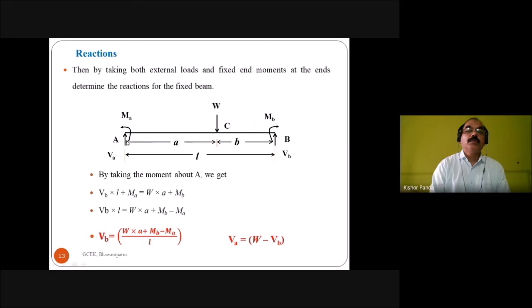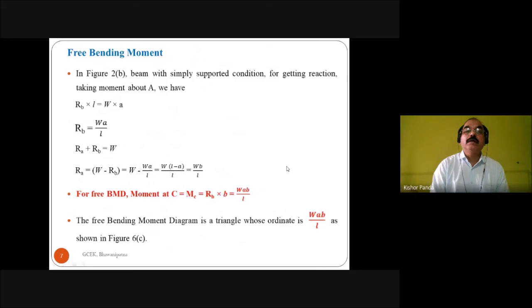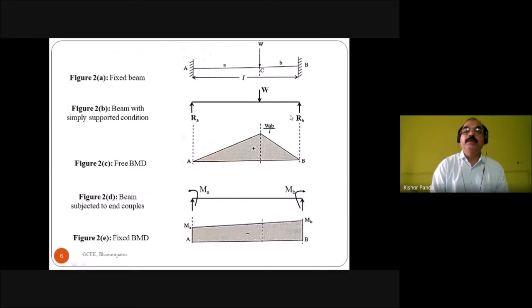Then you have to take the load present on the fixed beam. Then you have the moments at the ends of the beam, MA and MB. So by taking the load and moments, you find out the reaction at both ends. Let us take the reaction at A as VA and the reaction at B as VB. This RA and RB is only for the free bending moment diagram.